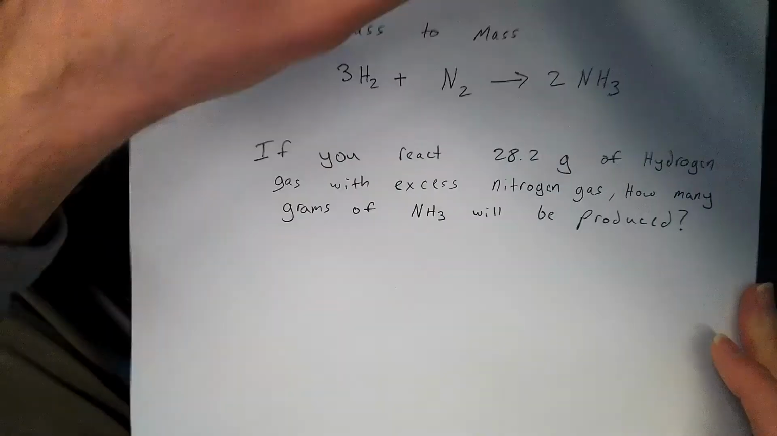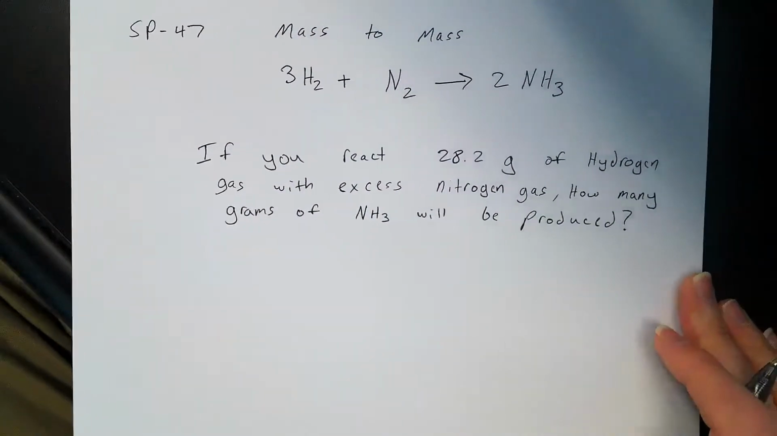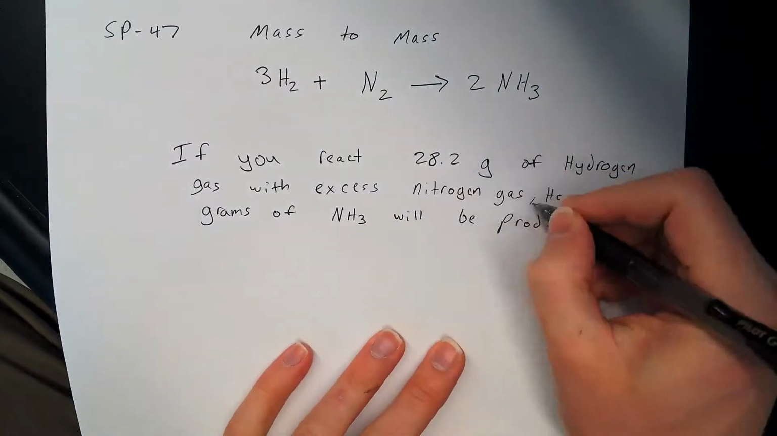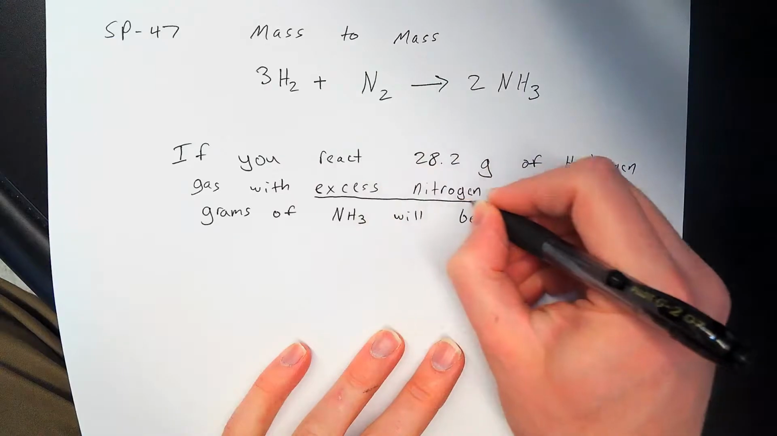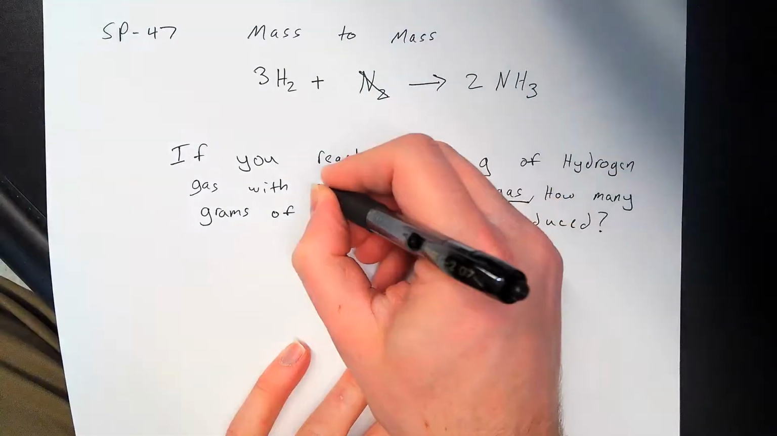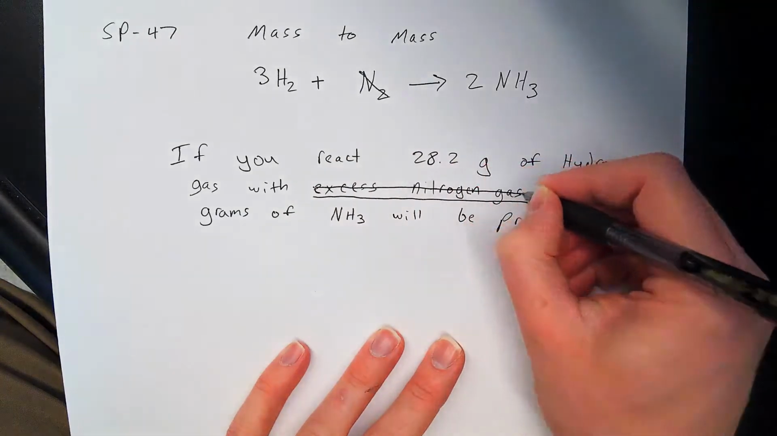That's actually pretty good. That's very straightforward, clear. That's what we want. So all right, if you react 28.2 grams of hydrogen gas with excess nitrogen gas, how many grams of NH3 will be produced? So first, what does the excess nitrogen gas mean? What do we do with N2? Like nitrogen gas, this is excess. That's code for we just don't care about it. It doesn't do anything. Yeah, ignore.